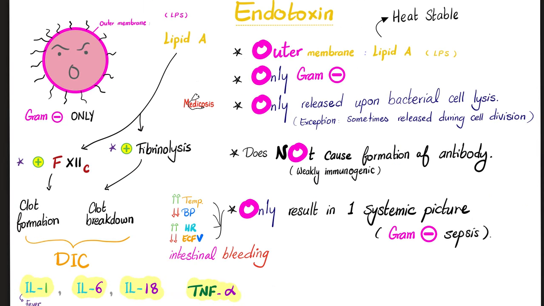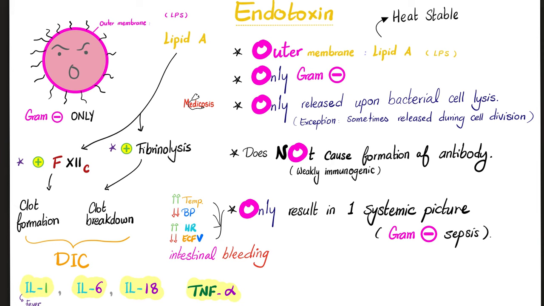Next, endotoxin, gram-negative only, because this is part of the outer membrane, specifically lipid A. It's part of the membrane on my dead body. It's not gonna leave me unless you kill me. Sometimes it's released during cell division, but that's an exception. The rule is here. Usually does not cause formation of antibody. There is no antitoxin for the endotoxin. And as you can imagine, making vaccines against this, i.e., toxoids against this, is very difficult.